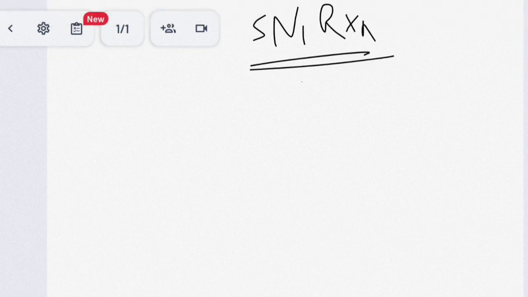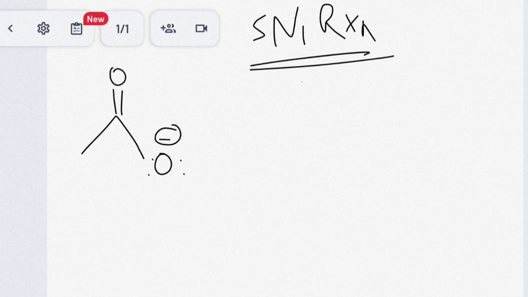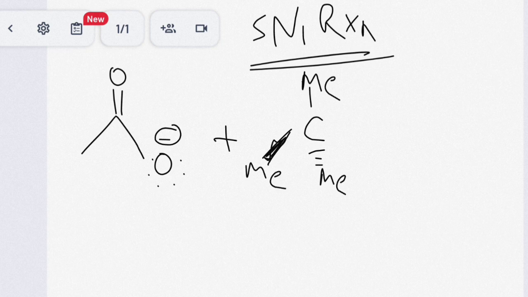As we know, they happen in the presence of a weak nucleophile. So this is a weak nucleophile. Here oxygen is having a negative charge and lone pairs, and here we have a reactant where Me represents the methyl group. Here one Me is on the dash and another Me on the wedge, and here we have a Br.